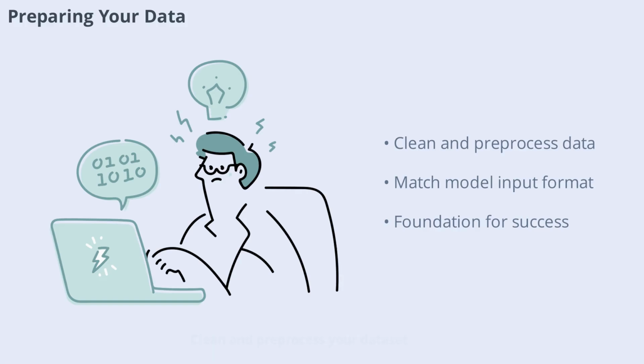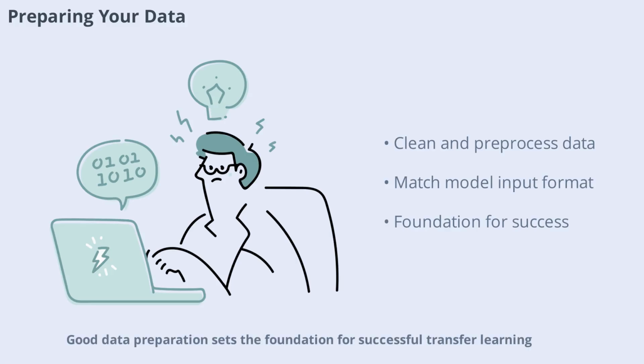Clean and pre-process your dataset, ensuring it matches the input format expected by the pre-trained model. For images, this might mean resizing or normalizing. For text, you may need to tokenize and encode. Good data preparation sets the foundation for successful transfer learning.